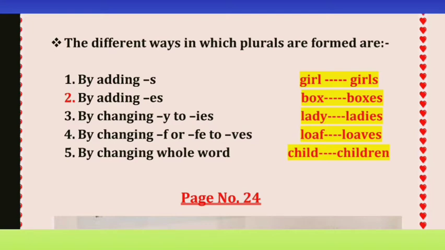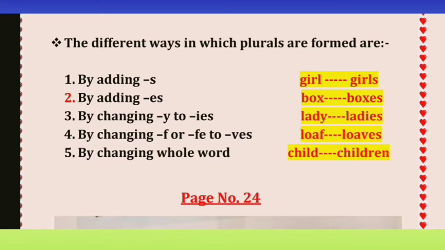We can make the plural of anything. We can make the plural of a singular thing. If a thing is singular, only then can we make it plural. But there are many ways to make it in a plural form. Let's see. First one, by adding s.